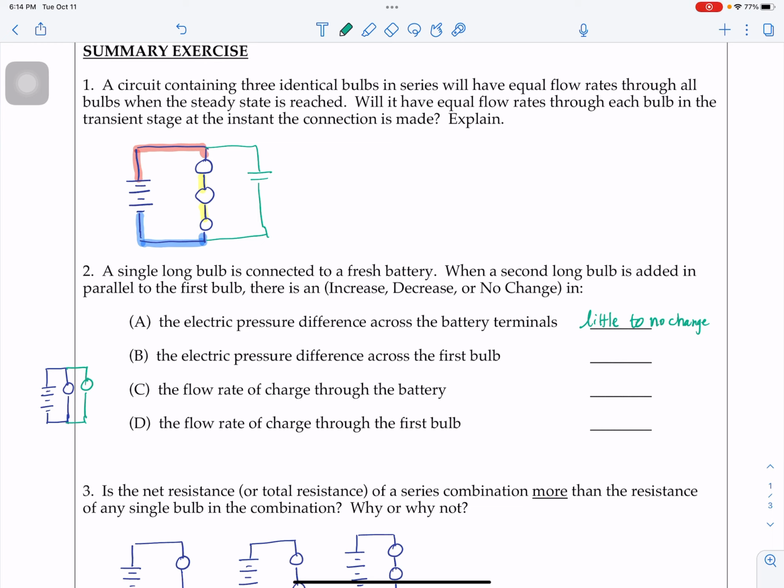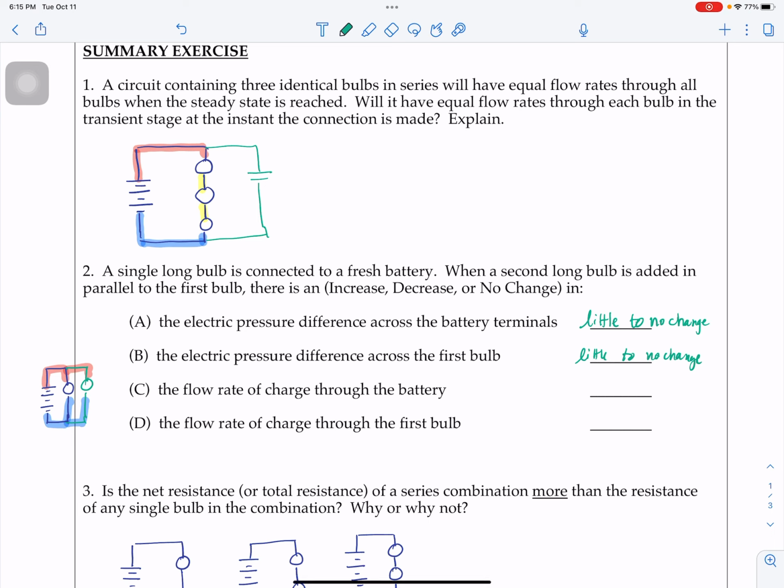Electric pressure difference across the first bulb. Well, if we think about coloring this, this is all yellow and this is all blue. And when I add the second bulb, this is still blue and this is still red. So as before, we're going to have little to no change.